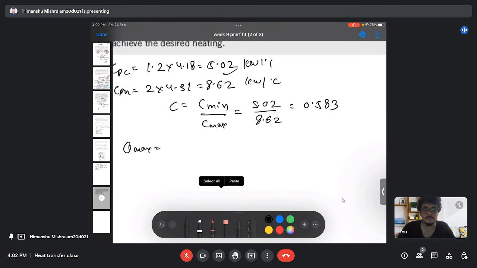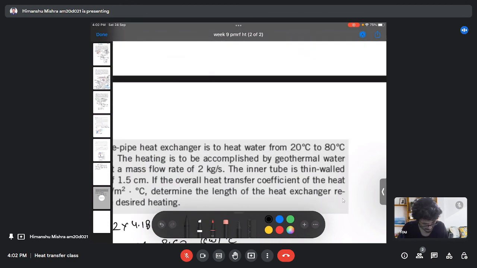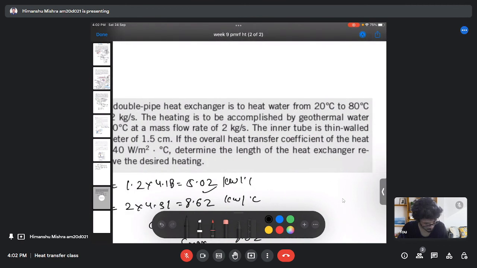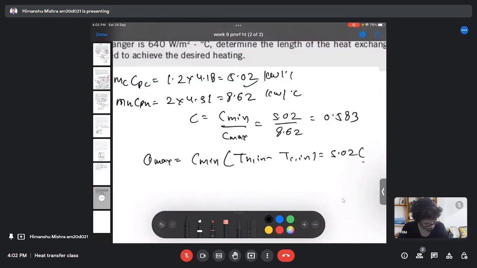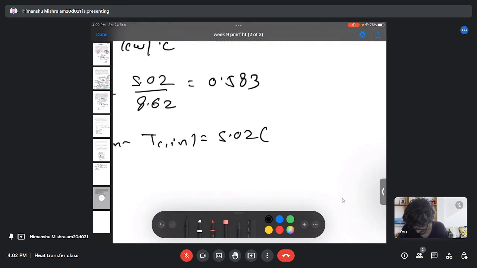Now I can find maximum heat transfer. So as I told, for the maximum heat transfer, we need the inlet temperature of both the fluids and the minimum heat capacity rate. The inlet temperature of both fluids is 20 and 160. So my maximum heat transfer is 702.8 kilowatt.